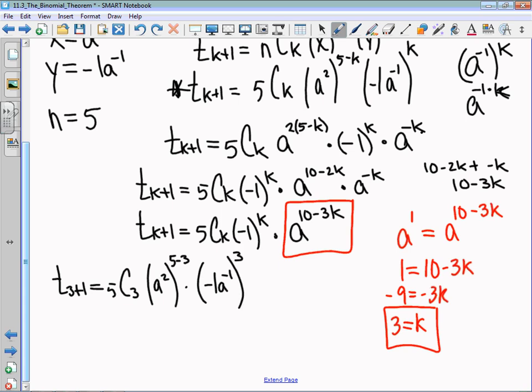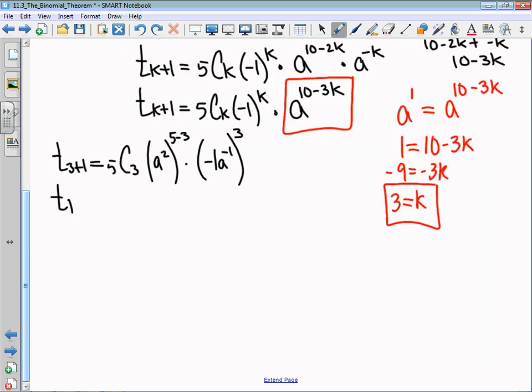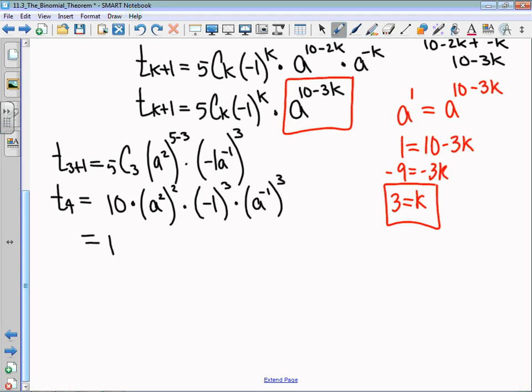So we're going to figure it out. Now, it is the fourth term. I'm just going to put in 5 choose 3 on the calculator because I don't know it off the top of my head. So 5 choose 3, I get 10 multiplied by a squared to the power of 2 multiplied by -1 cubed and a to the -1 to the power of 3. This can be written as 10 times a to the power of 4 times -1, that's what -1 cubed is, times a to the -3, or -10 a to the power of 1, because 4 plus -3 is 1.